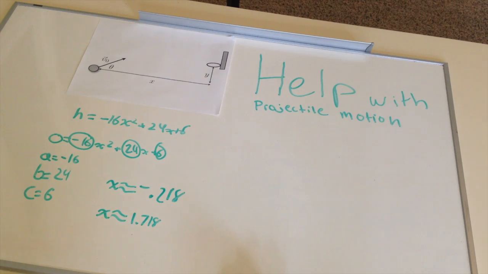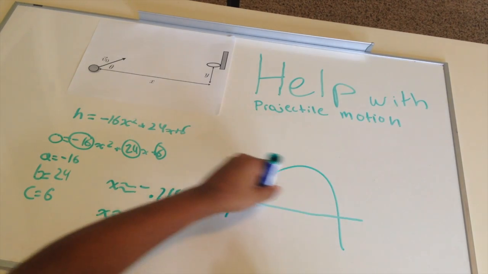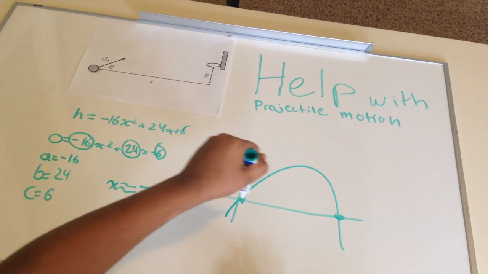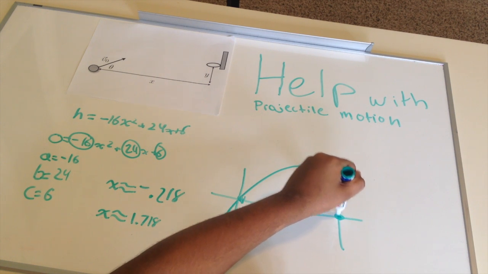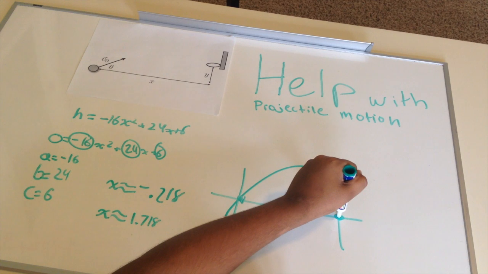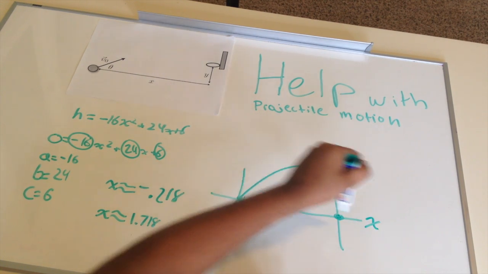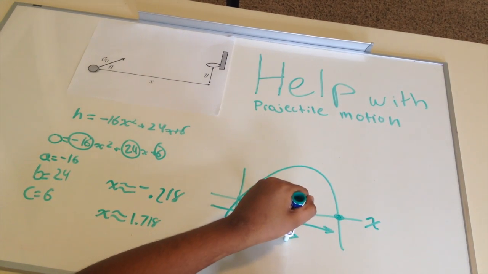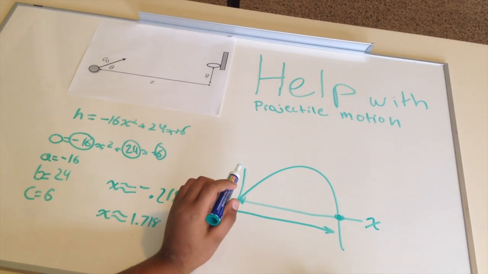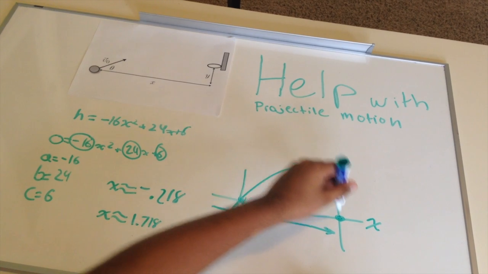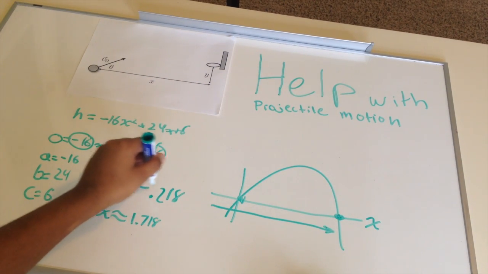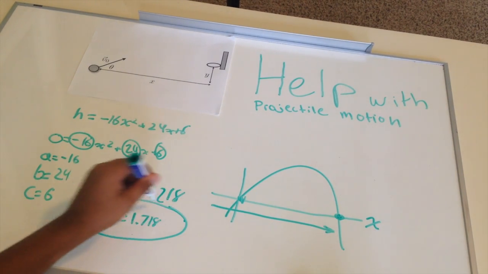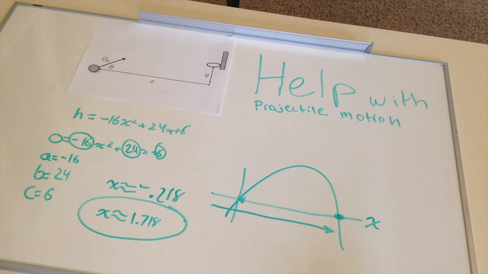So out of these two answers, when we look at the parabola, we have the two zeros. Let's go to the y-axis. We're trying to find when it hits the ground, which means after it's flown through the air. So the zero we're looking for is the greater one, because the x-axis values get greater as you go this way. We're looking at which one is greater, negative 0.218 or 1.718, and we circle this one because it is obviously greater. And so that will be our answer.